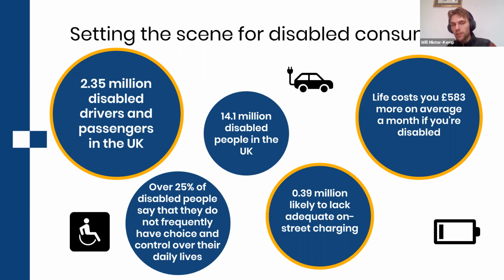There's some concerning figures about the number of people who are potentially going to have to rely on on-street charging. And although there is on-street provision in the UK for charge points, something that is concerning is that 0.39 million disabled consumers are unlikely to have adequate on-street charging. And this means that there is either nothing on their immediate street or in their local area. So that's a large number of people that potentially could be caught out by this lack of infrastructure.